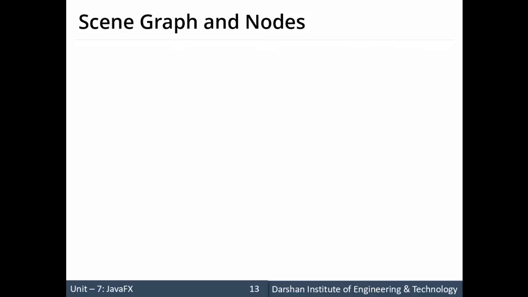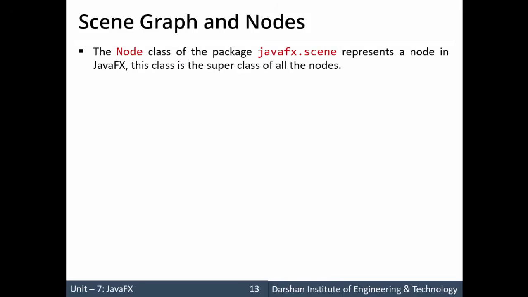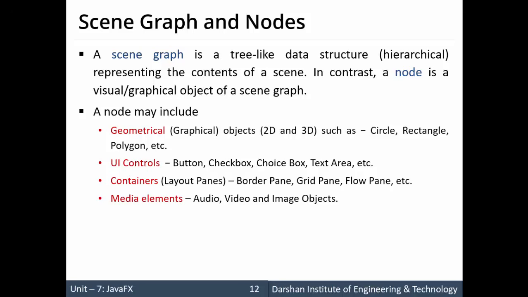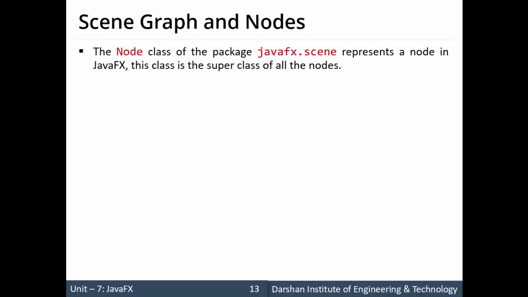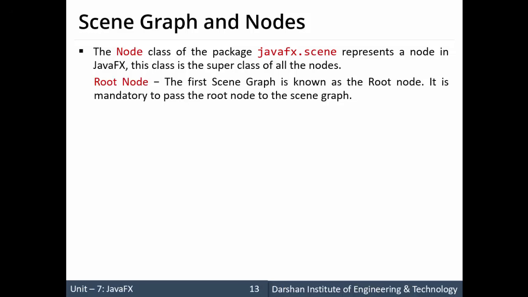So next, what we are supposed to see is node. Now what is node? We had seen node class belongs to the javafx.scene package, and it is the superclass of all the nodes. That means what we had seen previously, these are the nodes: geometrical, UI controls, containers, media elements. All these have their base class as node class, and it is the superclass of all. So starting with, as we had seen, there are three types of nodes: root node, parent node, and leaf node.